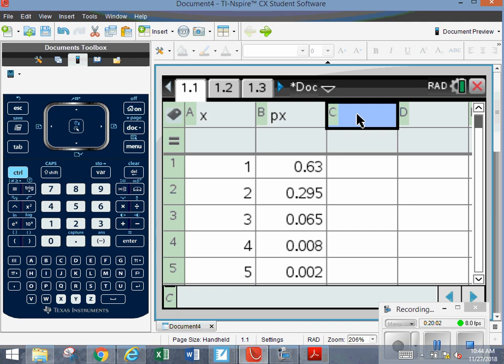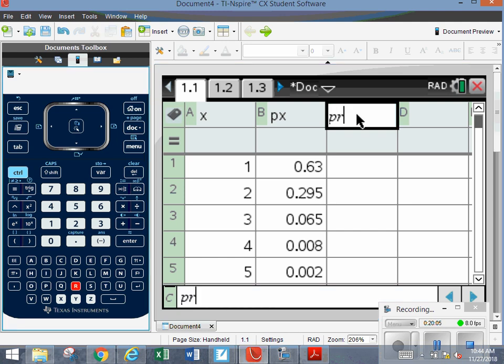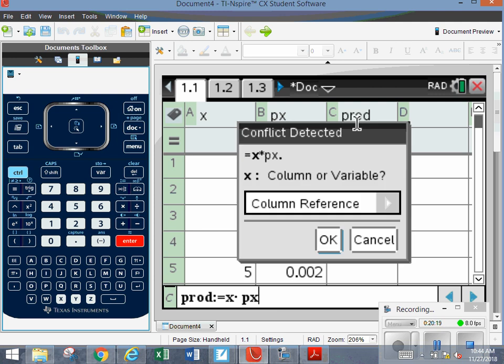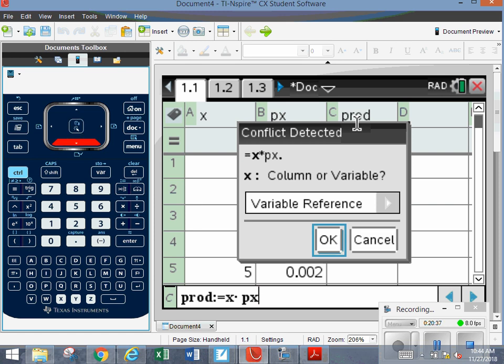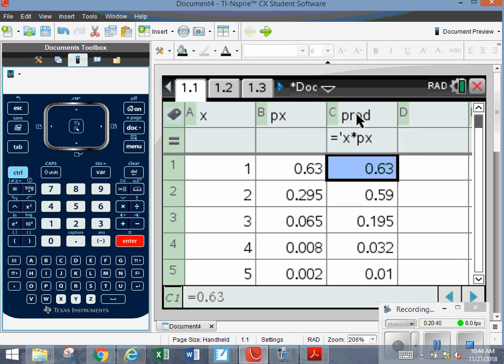Let's call this product. So PROD, and we can make that equal to x times px. It's asking, hey, if you go all the way down to the end, right, A, B, C, D, E, F, there's an x column. So it's asking, do you mean the x column, or do you mean this x variable that you just defined? And I'm going to tell it, I mean variable. So I'll click that. I'm talking about a variable. And now we're good.